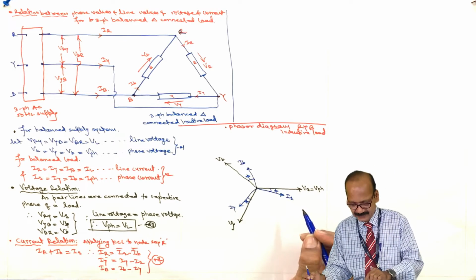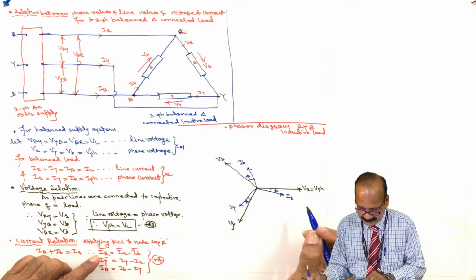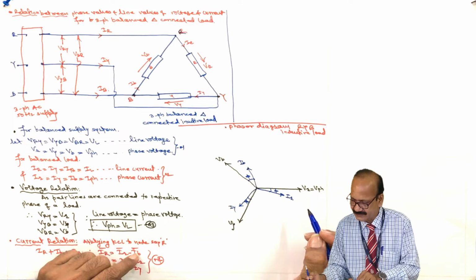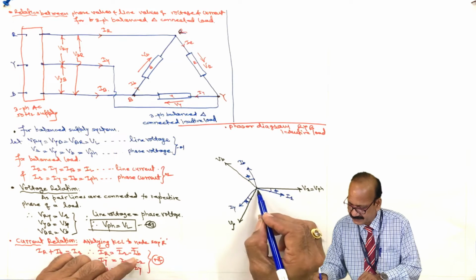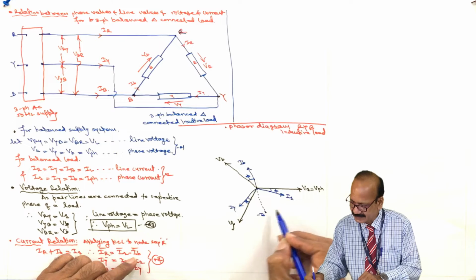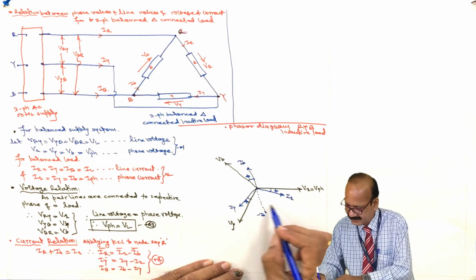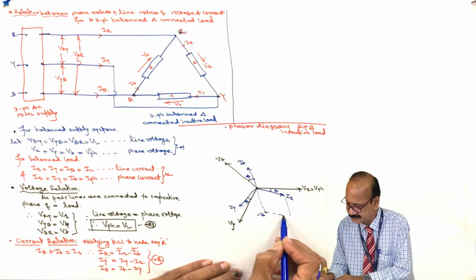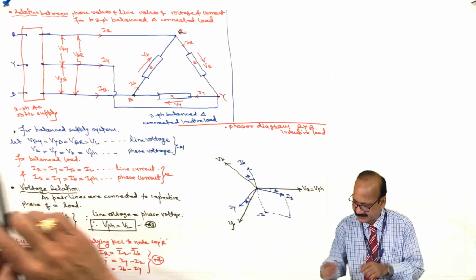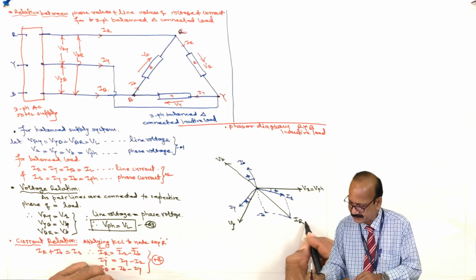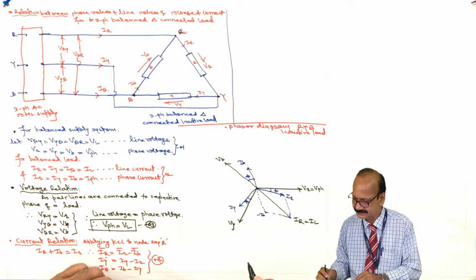Now what is the relation? We want the line current. Capital IR is made up of IR minus IB. So where is minus IB? Minus IB will be here, of the same magnitude. And now we have to add them vectorially. Parallel to this, we have to draw from this. Parallel to this, draw here. So the resultant is, and this is capital IR, nothing but IL, line current.